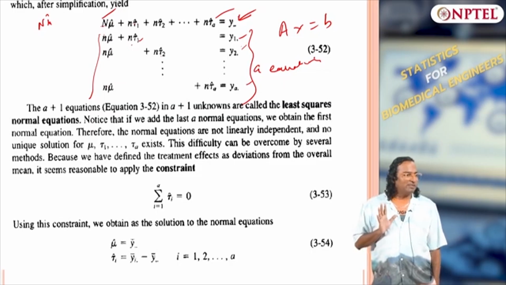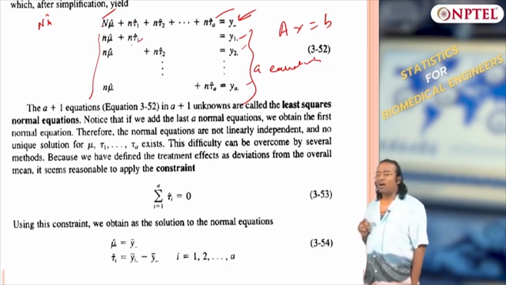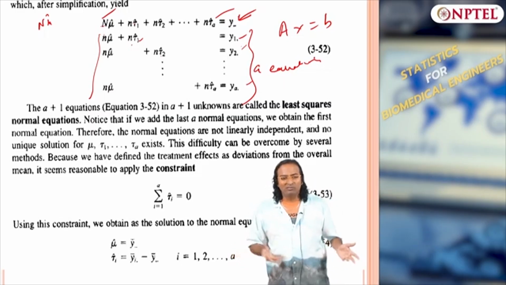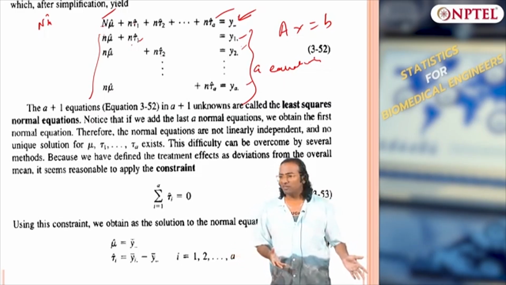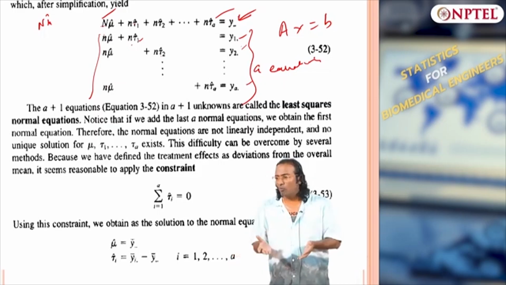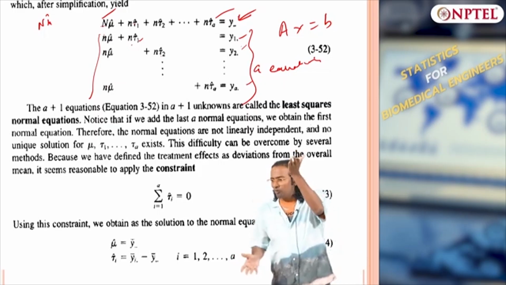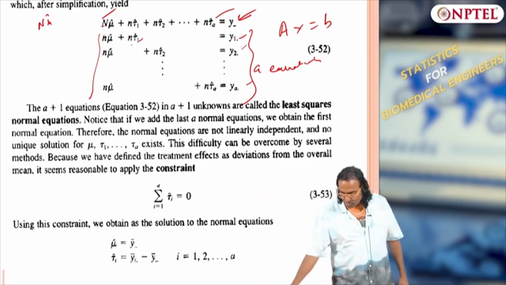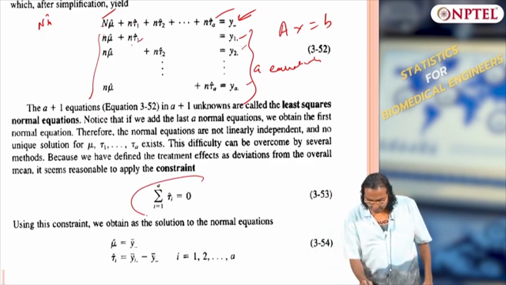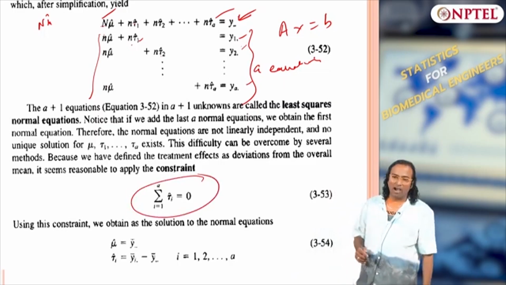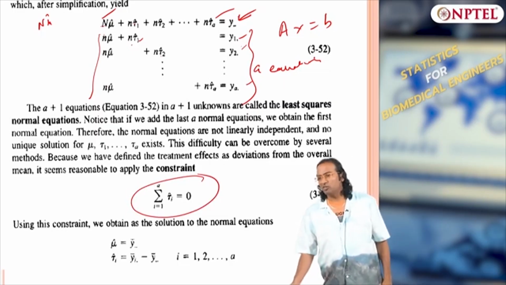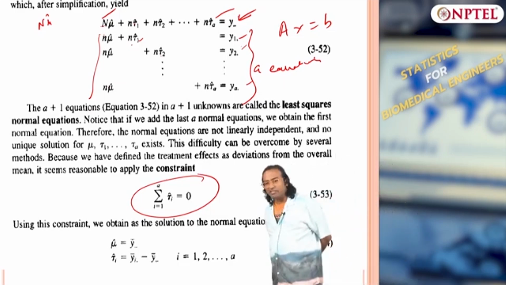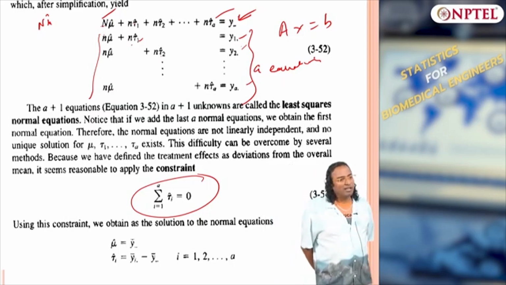You see the point? Remember when we started with the ANOVA and fixed effects model, what did we assume? Summation of tau I equals 0, right, because mu plus tau I, so some will go up, some will go below the mean, so the overall effect, summation of tau I, should be equal to 0. This is the constraint we had. Now we have a plus 1 unknowns and a plus 1 independent equations, you can solve for the unknown parameters.